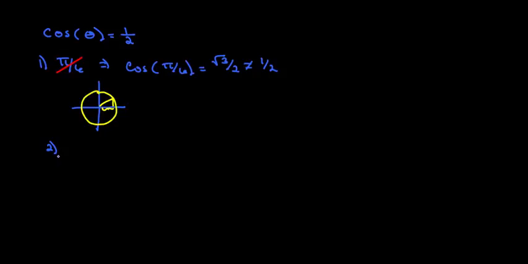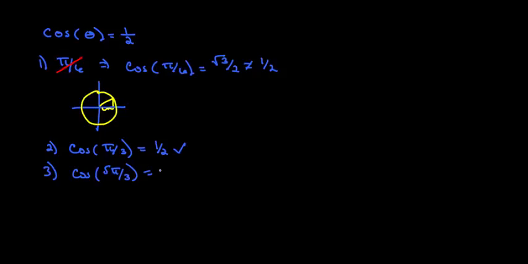For number 2, we'll check pi over 3. So what we want to do is see if cosine of pi over 3, well, we know that that is equal to 1/2, so this one checks. The last one is the cosine of 5 pi over 3.